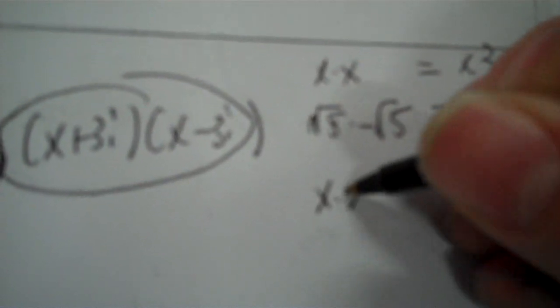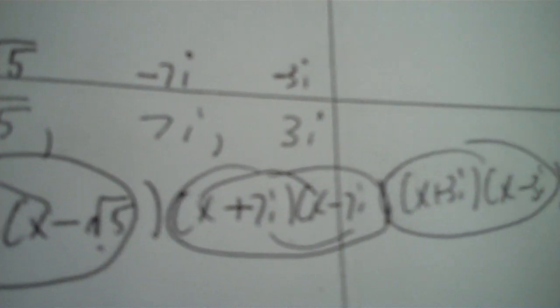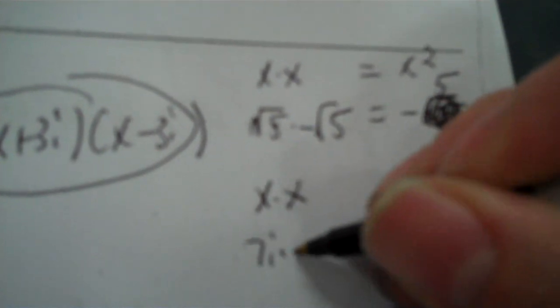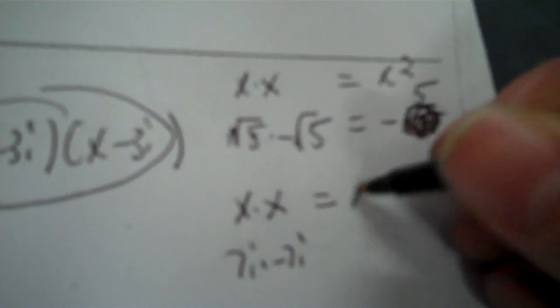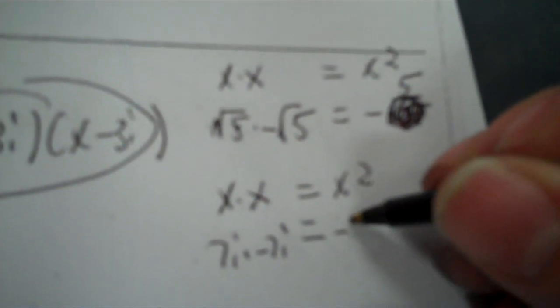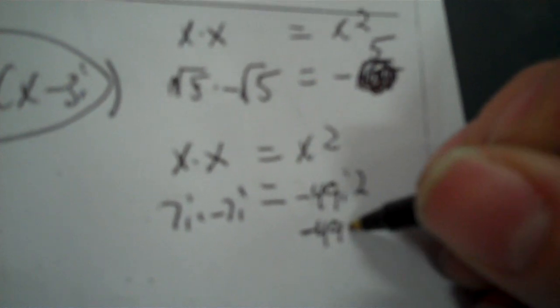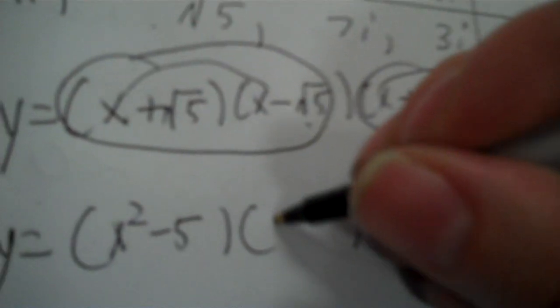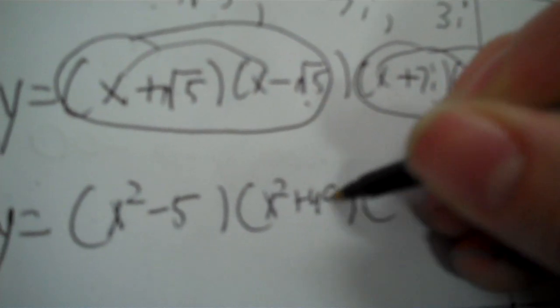Okay, now x times x. Then 7i times negative 7i. It's negative 49i to the 2nd. i to the 2nd is equal to negative 1, so it's negative 49 times negative 1, which is positive 49. So since it's positive 49, it's x to the 2nd power plus 49.